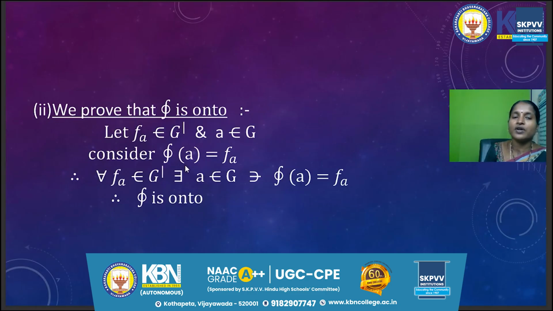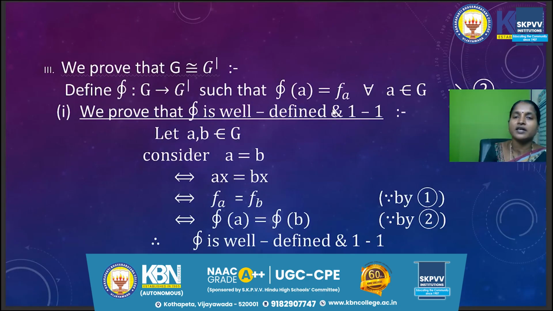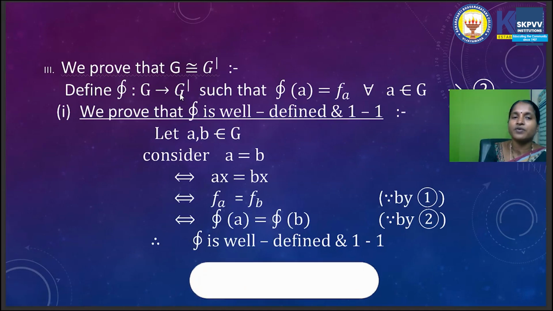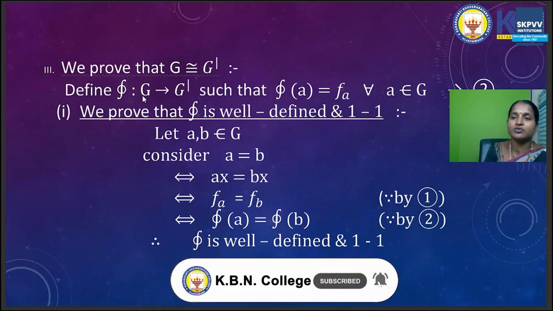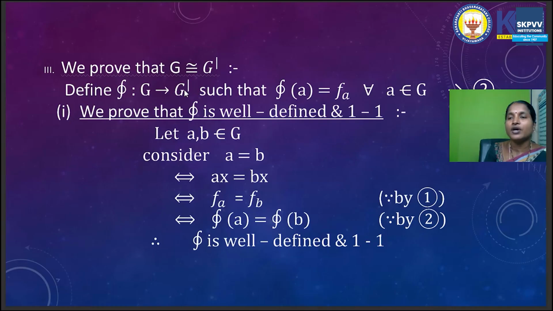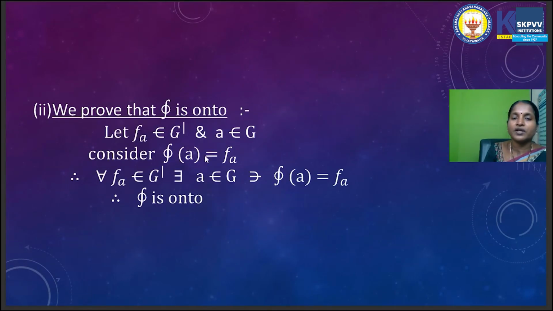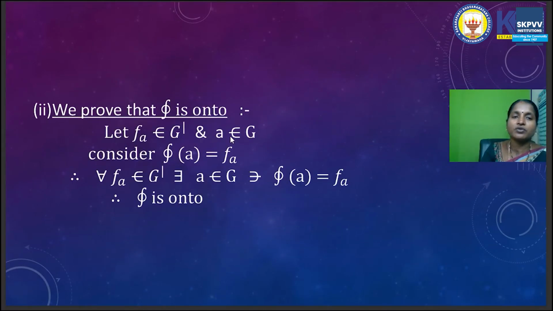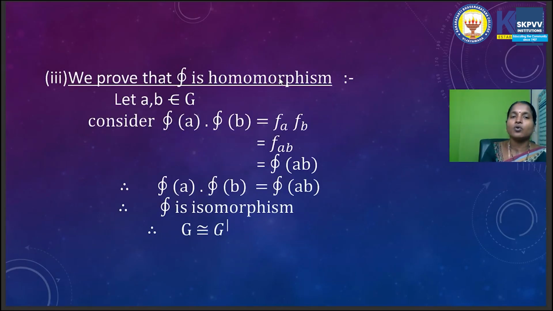So let FA belong to G dash and A belong to G. Now consider phi of A is equal to, already in the definition, phi of A is equal to FA. So therefore for all FA belonging to G dash, there exists A belonging to G such that phi of A is equal to FA. So phi is a mapping from G to G dash, you can consider FA belonging to G dash, there exists A belonging to G such that phi of A is equal to FA. So you can say that phi is onto. In the above case we proved that it is well defined and 1-1. Next we proved that phi is onto. Now finally we can prove that phi is a homomorphism.